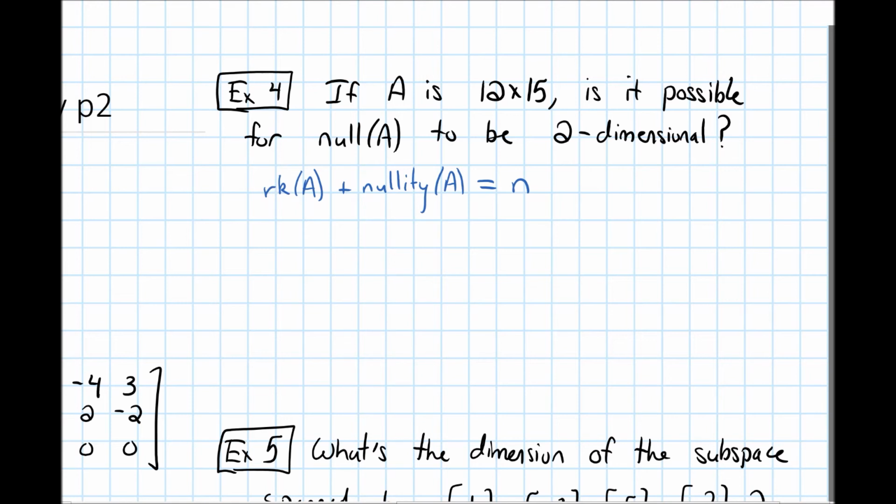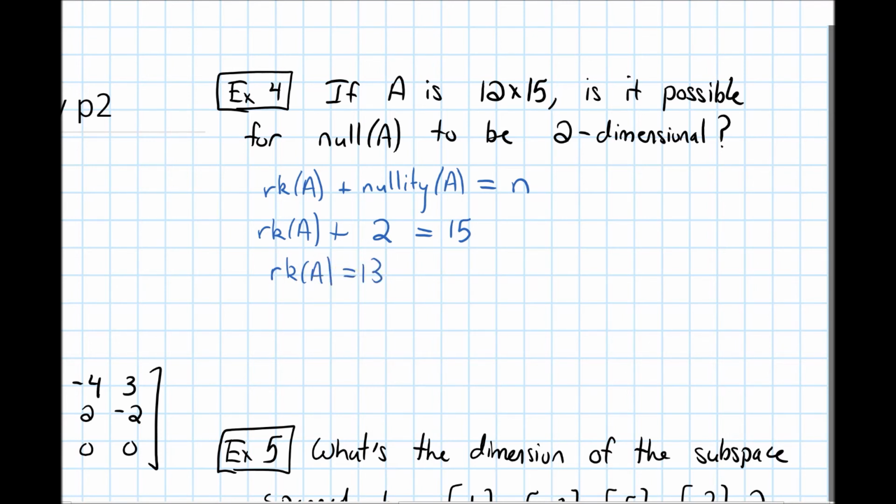Okay, so let's plug in for what we know. It's asking, could the nullity be 2? Let's just go ahead and plug that in and see if it's possible. N, the number of columns, is 15. So at this point, I could isolate for the rank of A, and the rank of A is going to be 13.